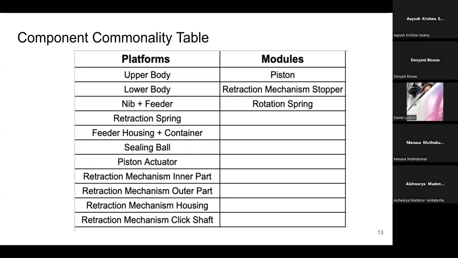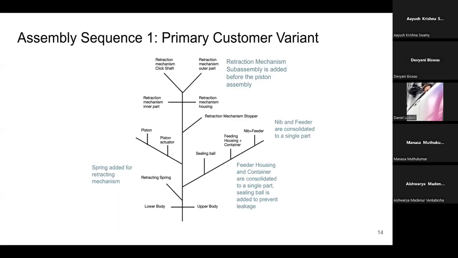Platforms are the common functions or common features between the two variants, and modules are the differentiating features between the two variants. Our modules are piston, retraction mechanism stopper, and rotation spring. Now we have the assembly sequences for the product family design. The first is the primary customer variant that has the retracting nib mechanism.